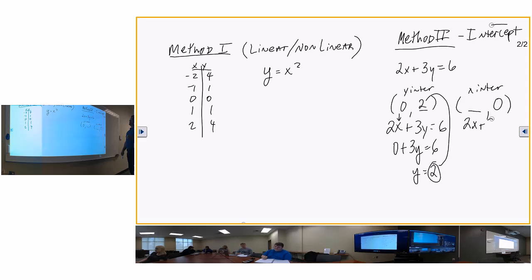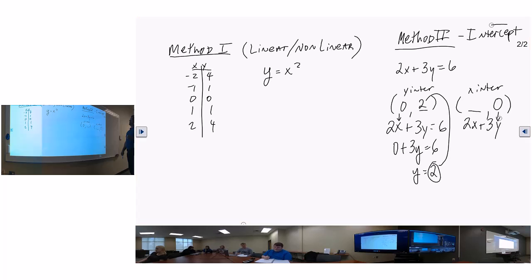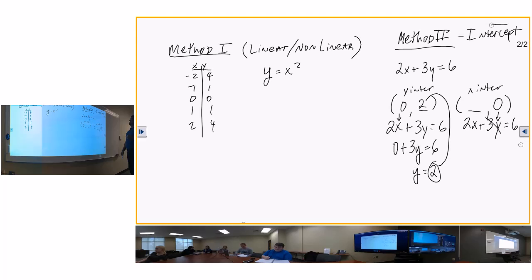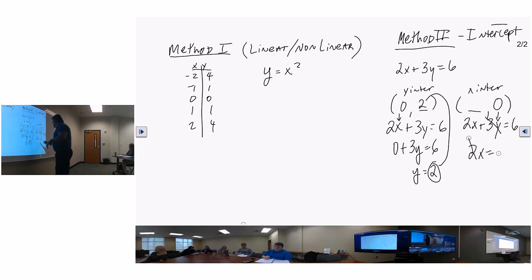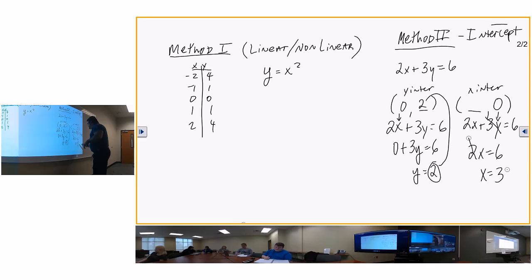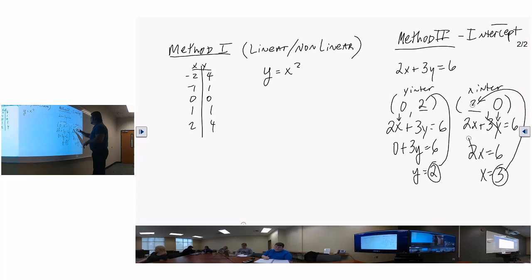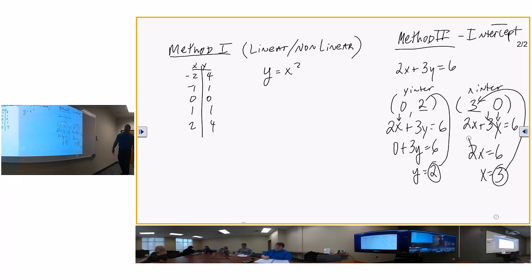2x plus 3y is equal to 6. Basically, that goes out, or you cover it up. Some people cover it up. That's fine if you're at that point. 2x is equal to 6. X is equal to what? 3. And that's the intercept method.